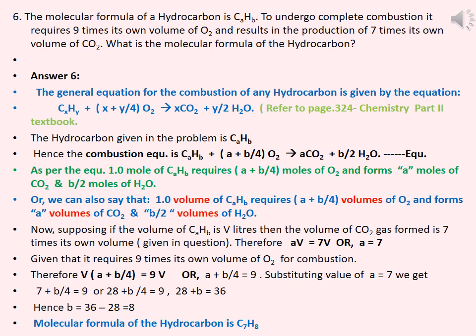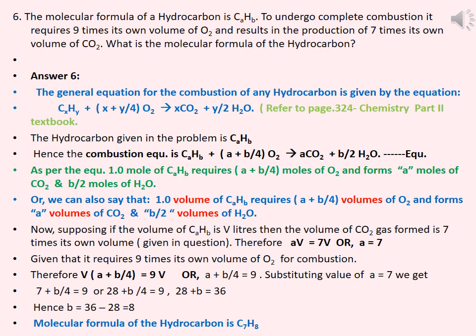CxHy, that means the number of carbon atoms is x, number of hydrogen atoms is y. So CxHy plus (x plus y/4) O2, these many moles of O2 gas are required for the combustion of CxHy to give x moles of CO2 plus y/2 moles of H2O in the gaseous state. This equation I have taken from your NCERT textbook. You can refer; I have given the page number also there.